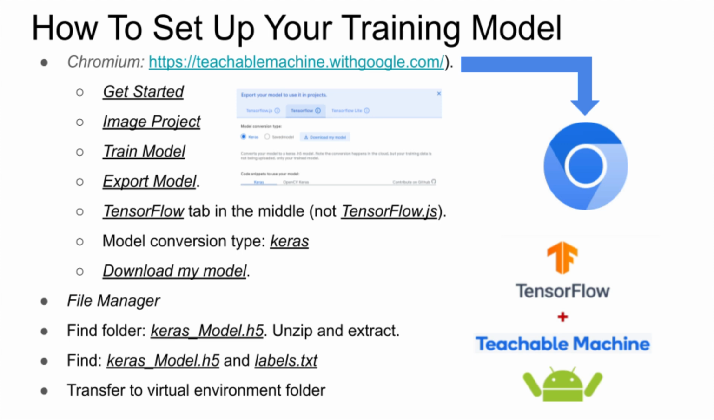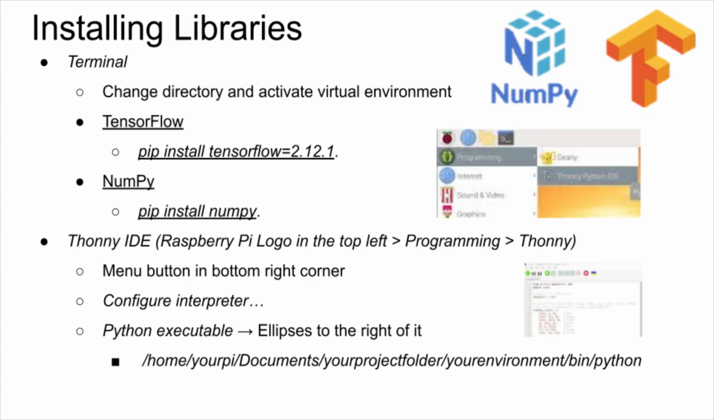Now that your Raspberry Pi is almost set up, we need to create a machine learning model. On the Raspberry Pi's browser, Chromium, follow the instructions on the screen. For this project, you will need to install TensorFlow and NumPy. To do so, follow these steps. Now it's time to put it all together.